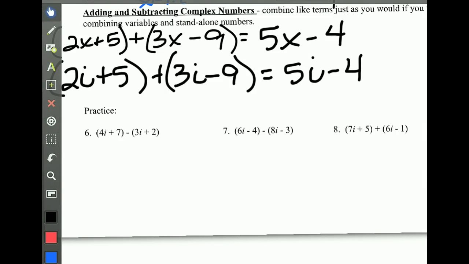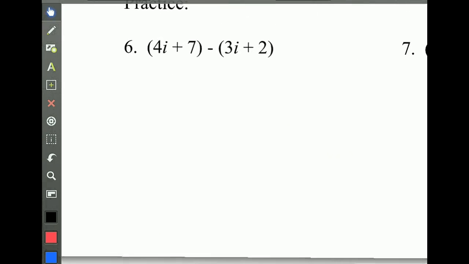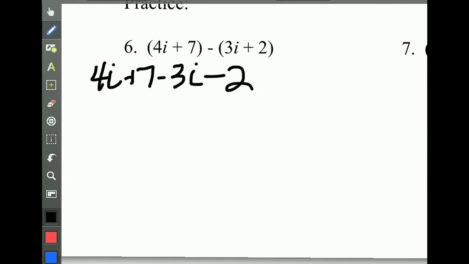Okay? And then come back and check your work. Okay, so if I'm going to go ahead and solve these out, remember that if you're subtracting anything in parentheses, all the signs in the parentheses flip. So 4i plus 7 minus 3i minus 2, because it would flip both of these signs here. So 4i minus 3i is just i, 7 minus 2 is positive 5.